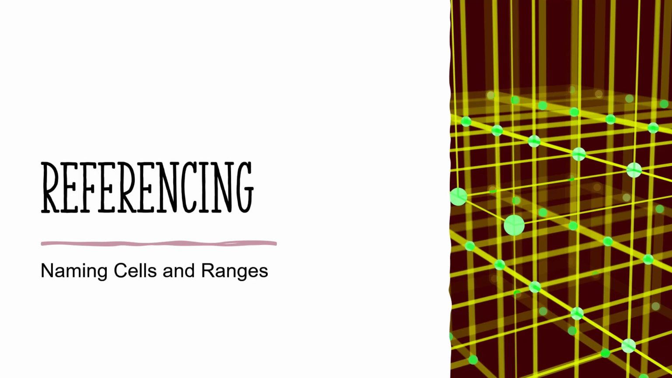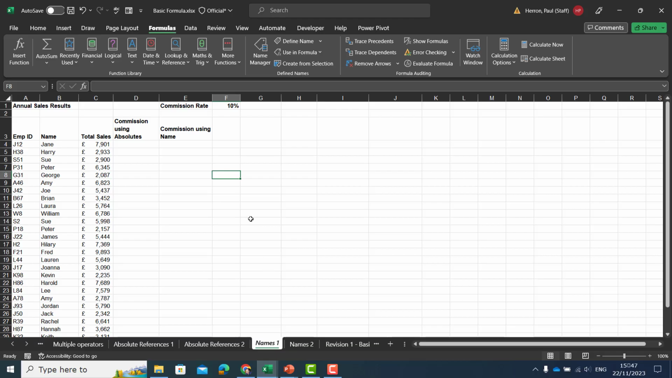In this video we're going to be looking at referencing and how to name cells and ranges. So we're going to be using our basic formulas spreadsheet and click on the names worksheet within that workbook. Now in here we have employee IDs, names and total sales, and up here we have a commission rate.